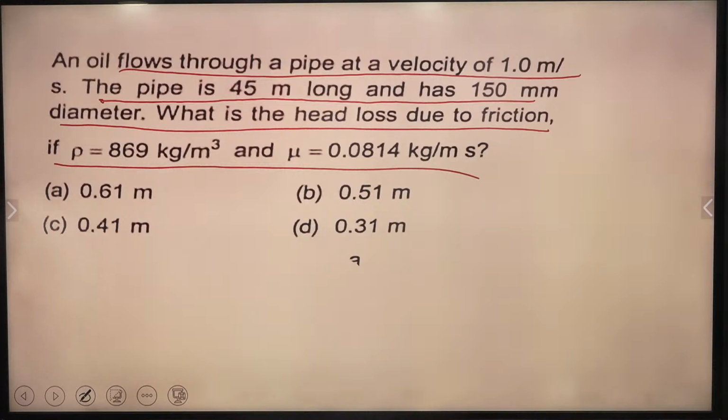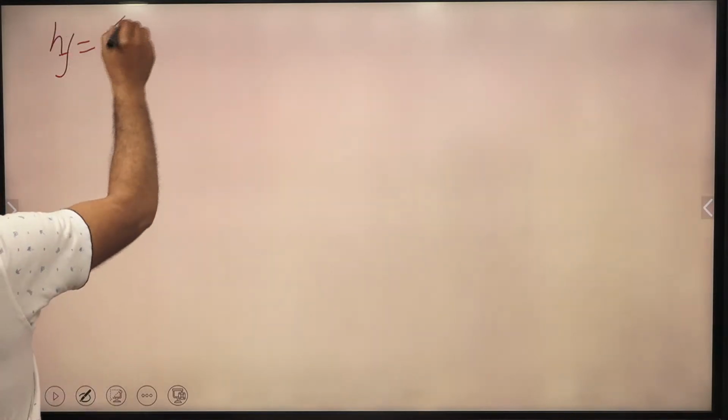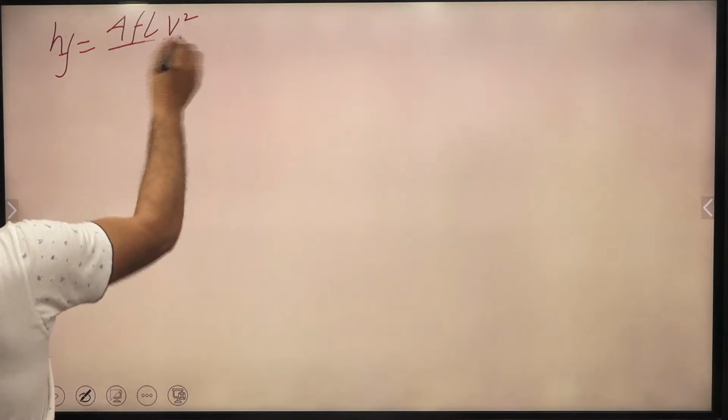Is it okay? So just apply the formula and let me know what will be the answer. So here's the formula. Head loss due to friction is 4FLV square upon 2GD.